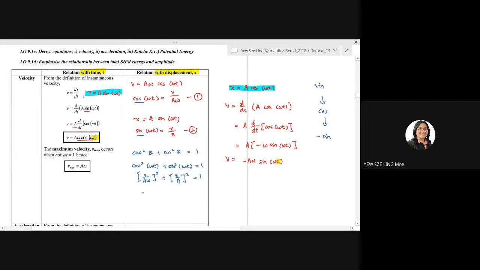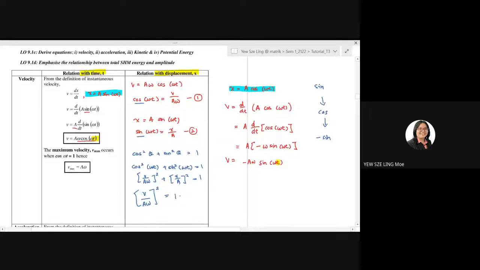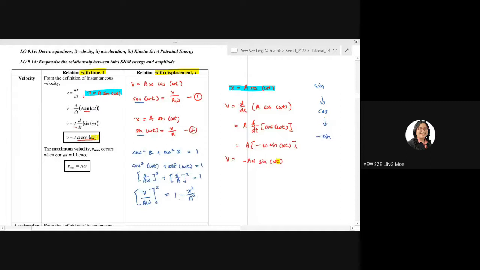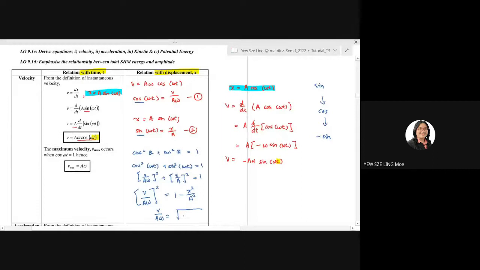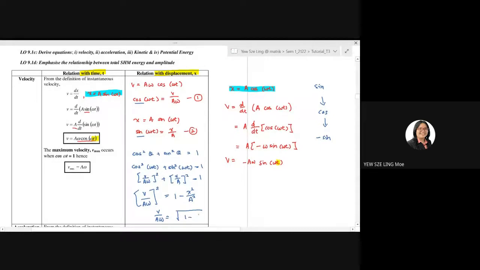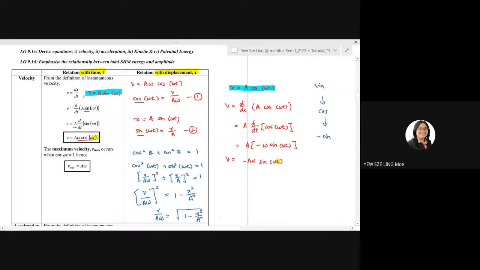I have (v over a omega) square equals to 1 minus x squared over a squared. Then I'm going to move the square, so v over a omega is then equal to the square root of 1 minus x squared over a squared. When it comes to a square root, remember it is a plus minus value.